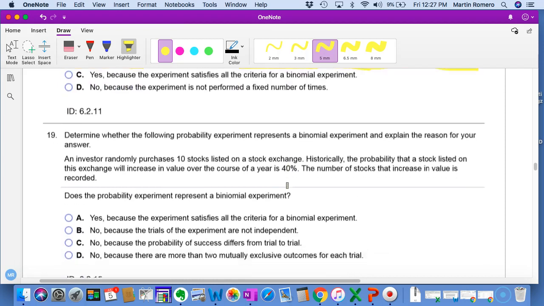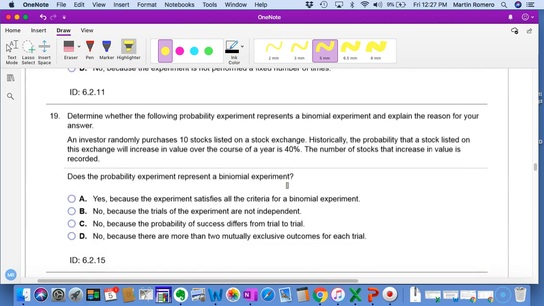And then this last one here, what is this one? This one would be a binomial probability experiment to invest in or randomly purchase 10 stocks. The probability that a stock listed on this exchange will increase in value is 40%. So we have the probability of success. The number of stocks that increase in value is recorded. And so either the stock would increase or decrease. So this is a binomial probability experiment.